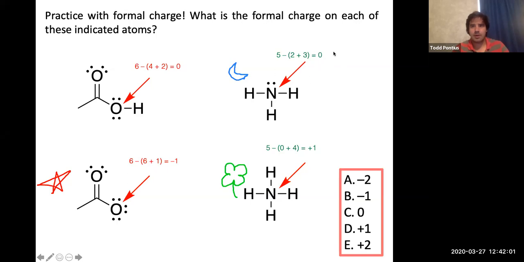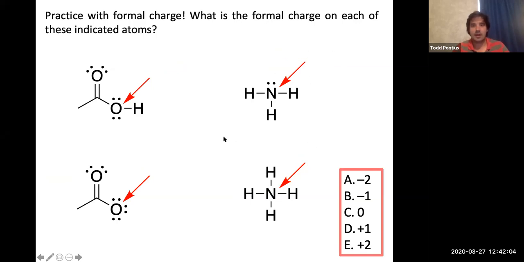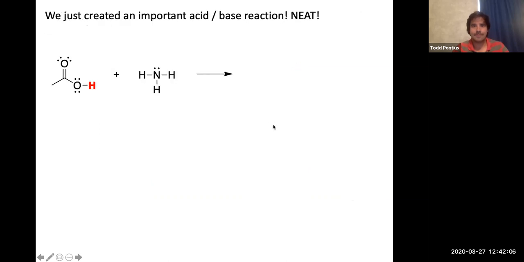Okay, so now let's talk about some applications of this. We actually just created one of the most important reactions in chemistry and in life, the molecules that are involved here. So we'll talk more about this probably at some point next week. But this is actually a class of acid-base reaction. It's the simplest genre of reaction because all that's happening is a proton, a hydrogen, is moving from one molecule to another. So what happens here is as follows.